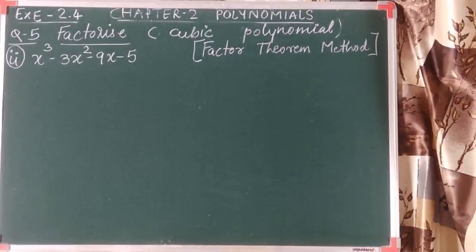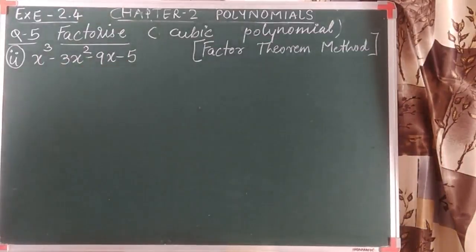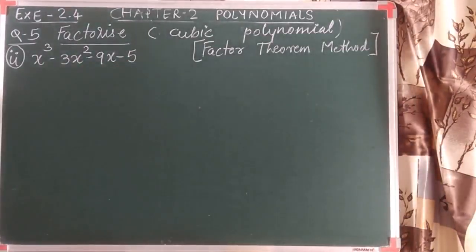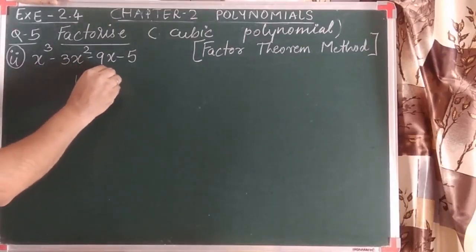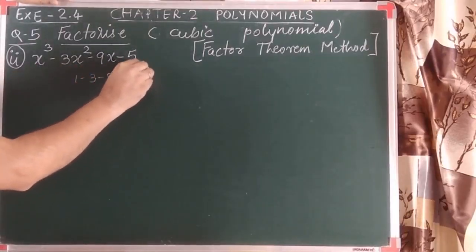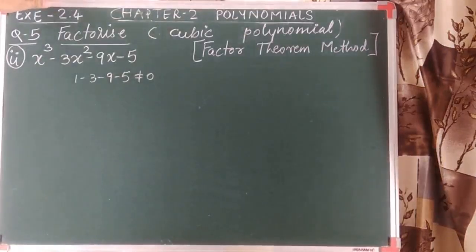Let's see one more question of this kind of sum. Again you can see it's a cubic polynomial. So let's find the factors. As we used to, check first whether x minus 1 is a factor or not. If you observe, if I do the sum of all the coefficients, it's 1, minus 3, minus 9, minus 5. It won't be 0. 0 नहीं आ रहा. So it is very obvious that x minus 1 is not a factor.